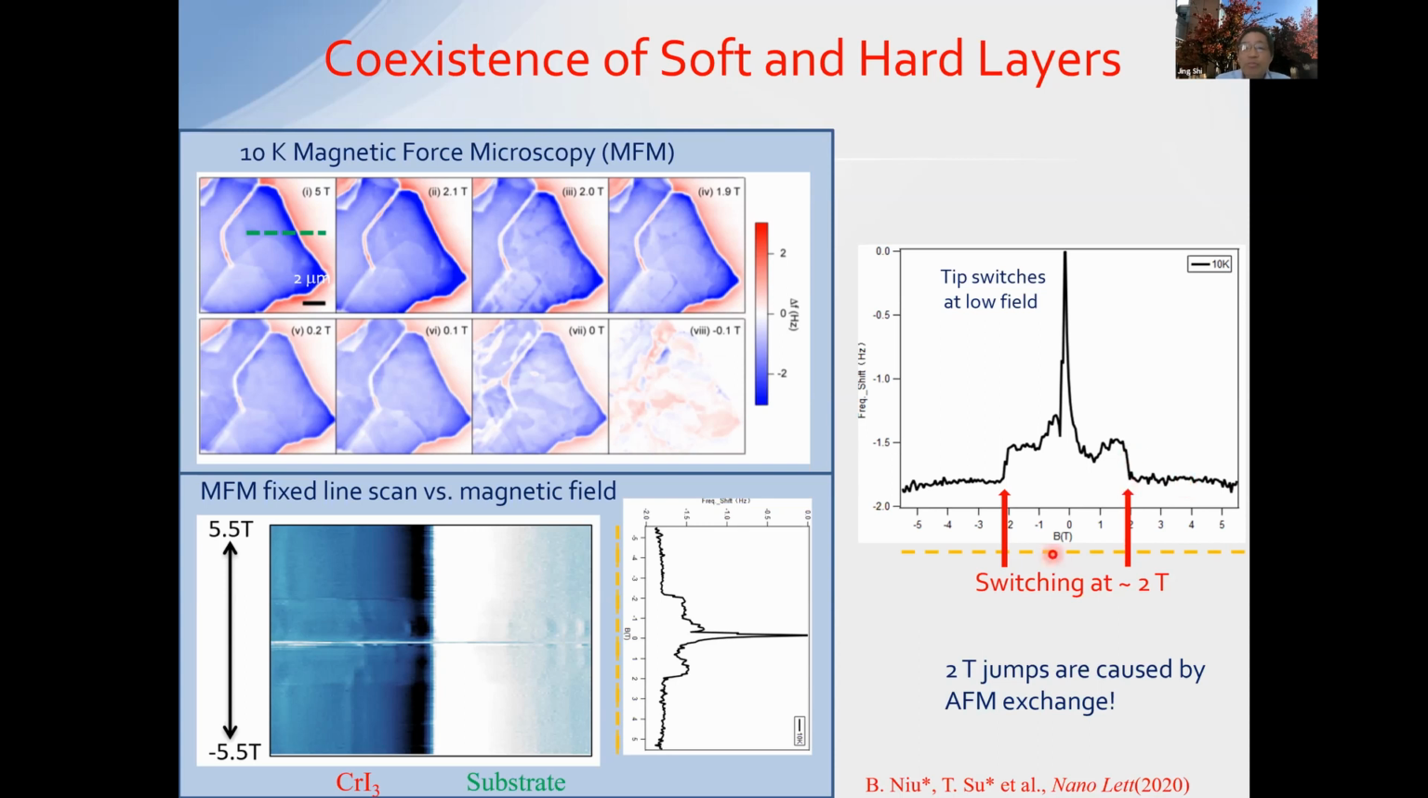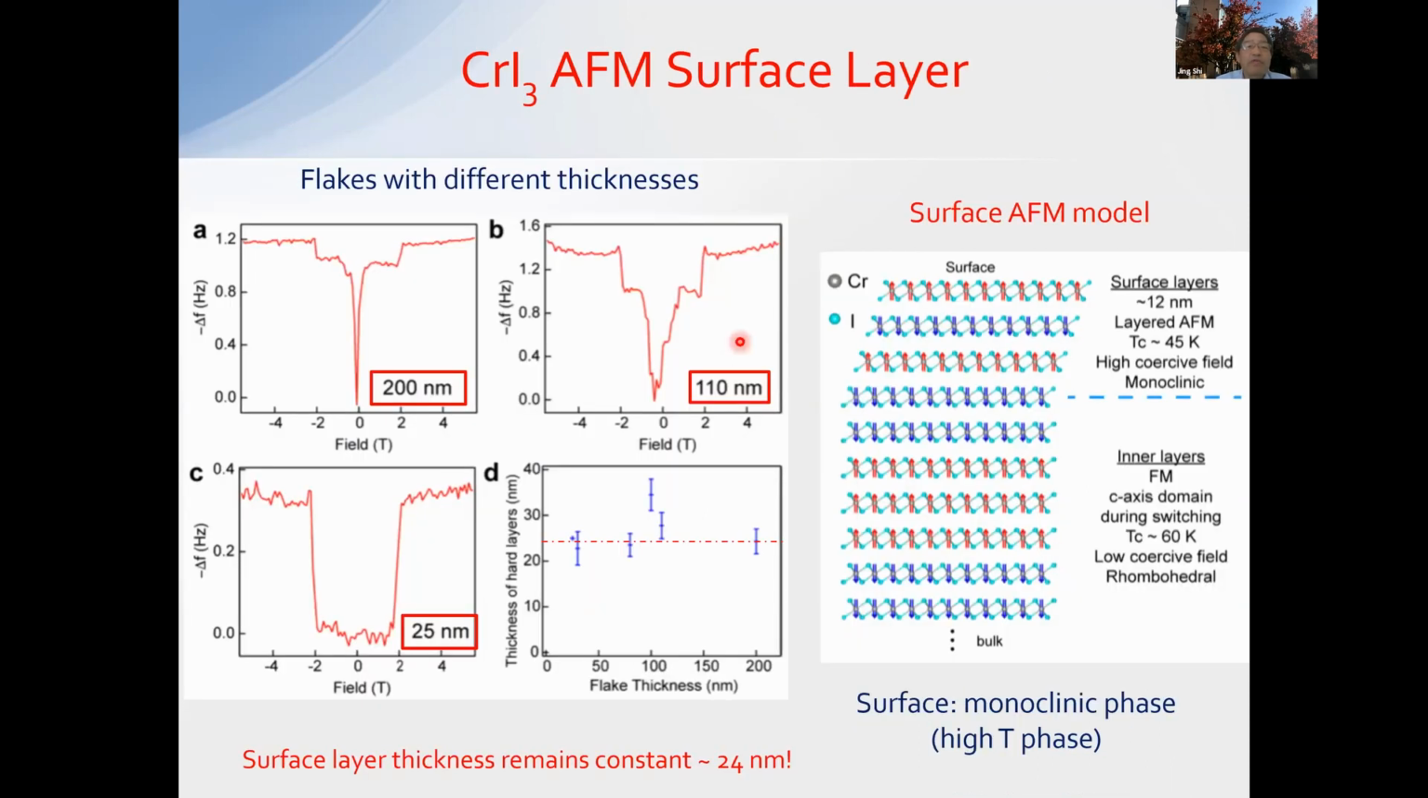Okay, so in order to roughly estimate how thick the surface layer is, we exfoliated several pieces with different film thicknesses, the flake thickness. So we can estimate from the total signal the magnitude of the jump, which is proportional to the thickness of the surface layer that is antiferromagnetically coupled. So from different thicknesses, down to 25, almost every jump is due to this surface layer, right? So we plot the thickness dependence.